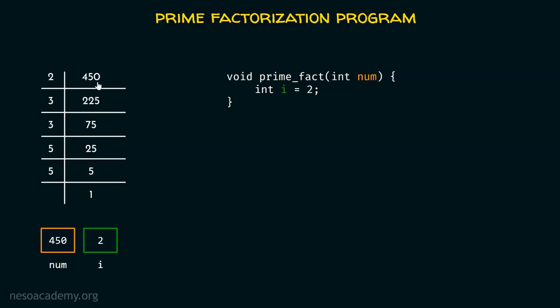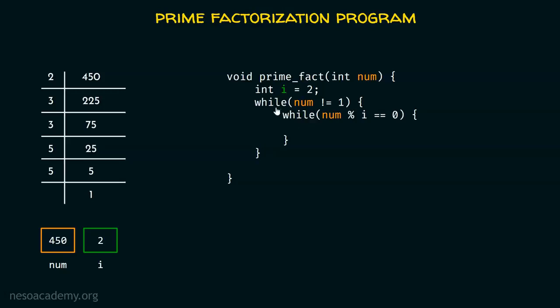You can see that 450 is divided by 2. Then 225 is divided by 3. Then 75 is divided by 3. And so on. This process is continuing. This means a loop is required. Of course, we need a loop. But it is not enough to have a single loop. We need a nested while loop. Okay. You can take a for loop also. That is up to you. But here I'm taking a nested while loop.